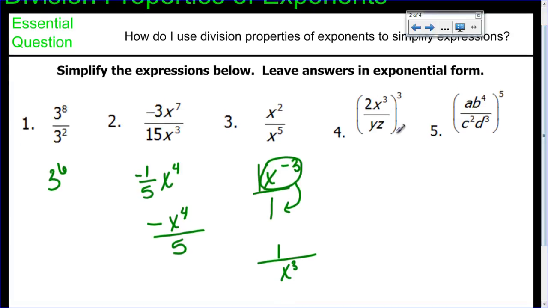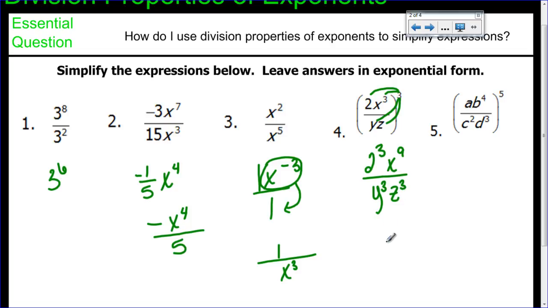So 4 and 5 are one of those where I have to take the exponent outside and distribute it to everything inside. So that's what we're going to do. It will have to distribute to the 2 and to the x, and it will also have to distribute to the y and the z. So I'm going to end up with 2 to the 3rd power. When I distribute my x to the 3rd, I multiply, so 3 times 3 makes x to the 9th. And then in my denominator, I have y to the 3rd, z to the 3rd.